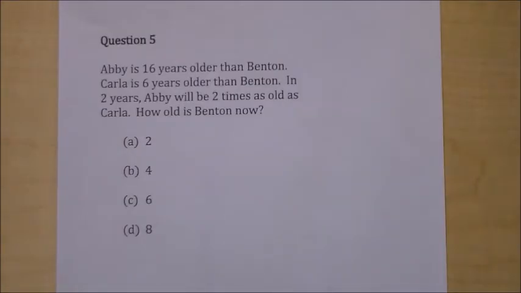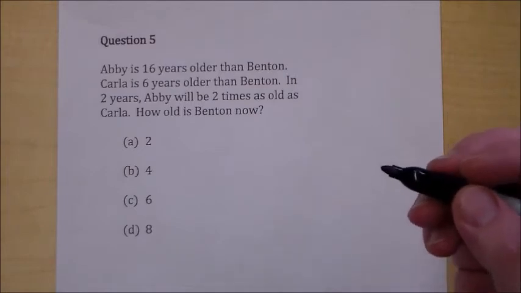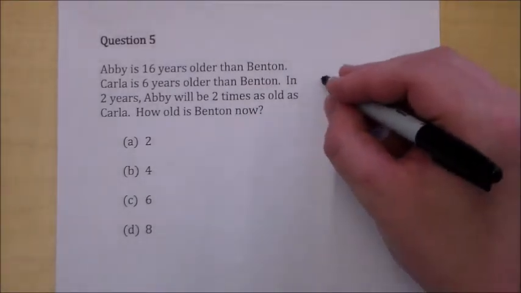Question 5. Abby is 16 years older than Benton. Carla is 6 years older than Benton. In 2 years, Abby will be 2 times as old as Carla. How old is Benton now? And you're like, oh my gosh, three people, 3 names. Well, if you can do 2, you can do 3.